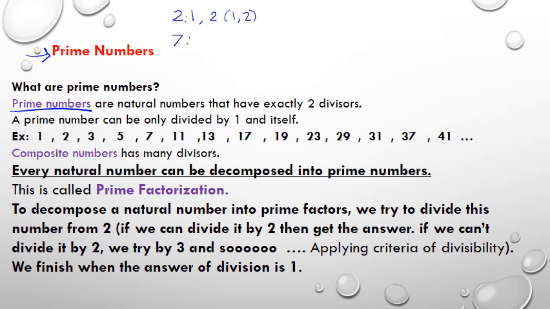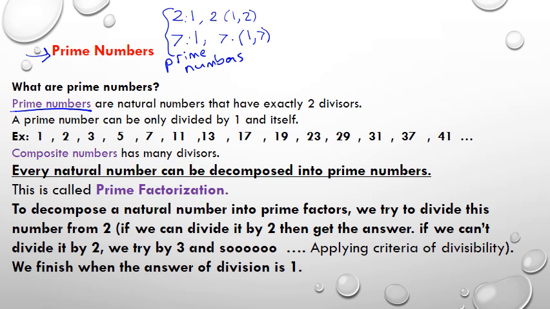Let's take 7. 7 divided by 1 gives us 7. It cannot be divided by 2, nor by 3, nor by 4, or by 5, or by 6. If 7 is divided by 7, it will give us 1. So the divisors of 7 are 1 and 7. So 2 and 7 are prime numbers. So these are examples of prime numbers. We have many examples of prime numbers.